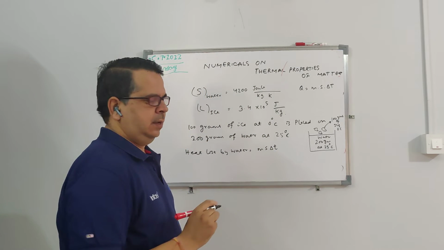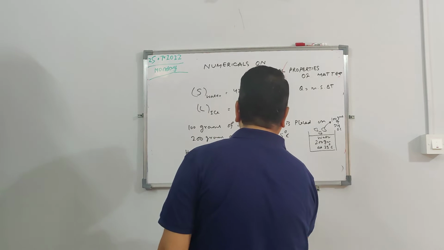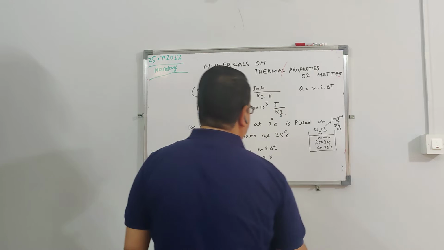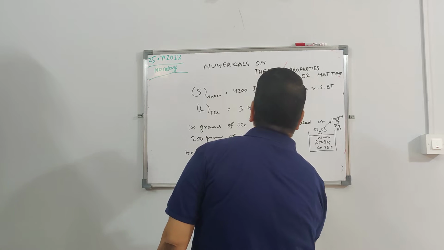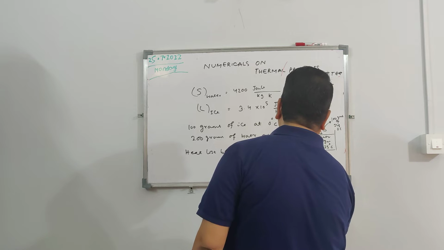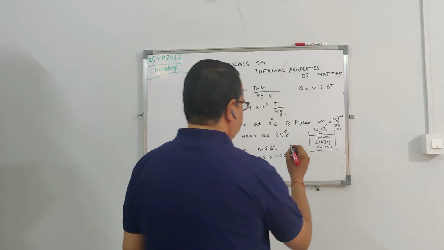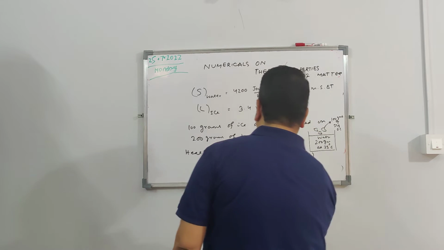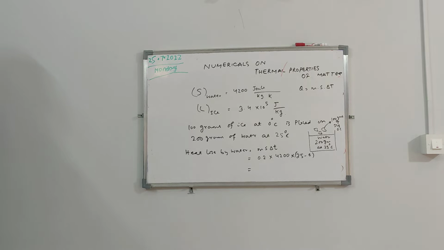Okay, right? So what is the mass of water? 200 gram, which is 0.2 kg, right? Mass. Okay, then specific heat of water 4200, that is joule per kg Kelvin, and delta T is, let us say, 25. Okay, so 25 minus 0. So if you multiply, this is equal to 21,000 joule.